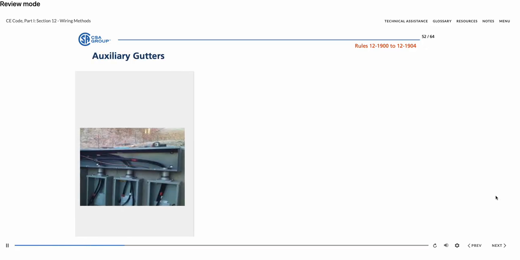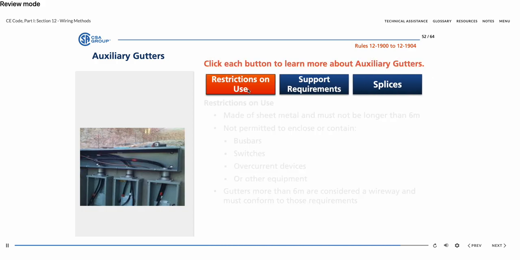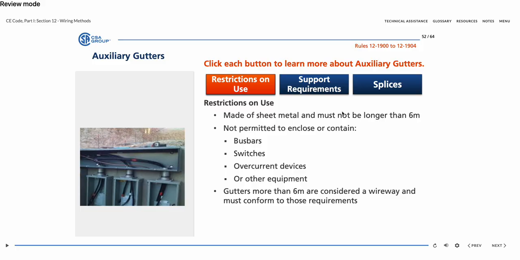Auxiliary gutters are used to supplement the wiring space of meter centers, switchboards, and control centers. They are made of sheet metal and may not be longer than 6 meters. The gutter may not be used to enclose bus bars, switches, overcurrent devices, or other equipment, as it has not been tested or approved for that purpose. If the gutter does extend beyond 6 meters, it is then considered to be a wireway, and must conform to the requirements of a wireway, which will be reviewed next.